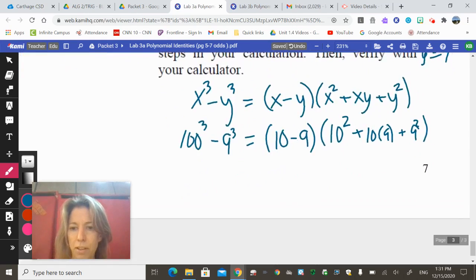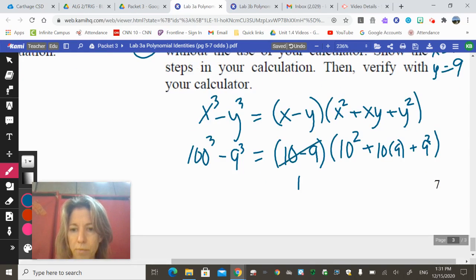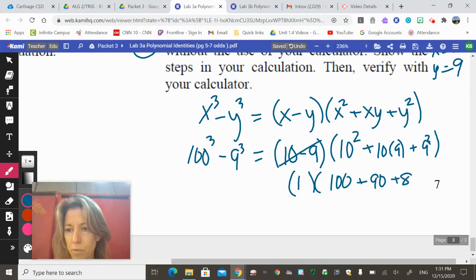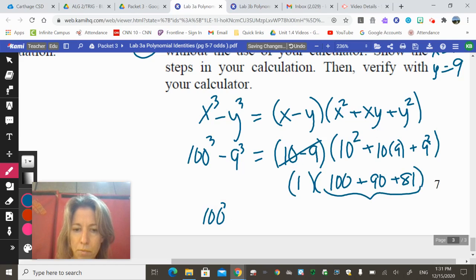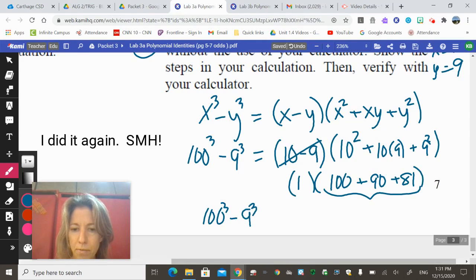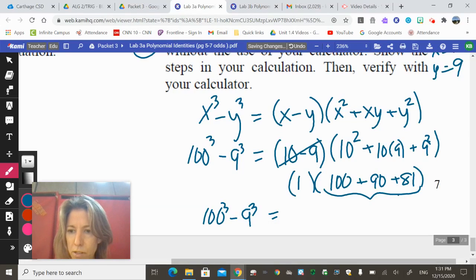If I simplify this, 10 minus 9 is 1, and then 10 squared is 100, plus 10 times 9 is 90, plus 9 squared is 81. So basically I just have to add these to get my value of 10 cubed minus 9 cubed. I have 190 plus 81, which is 271. So 10 cubed minus 9 cubed is 271.